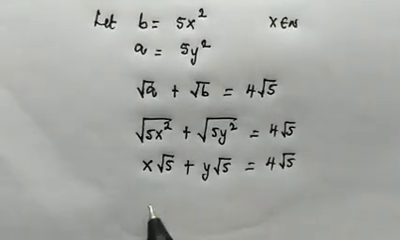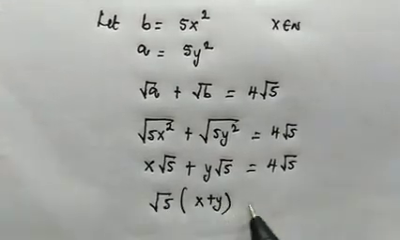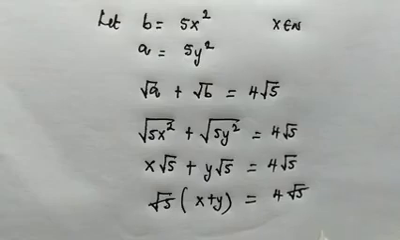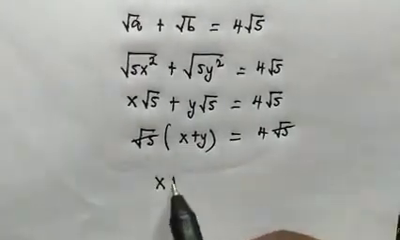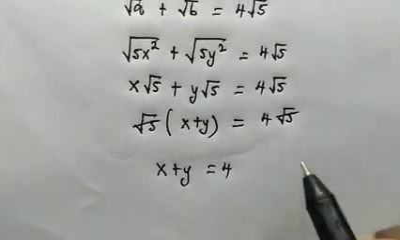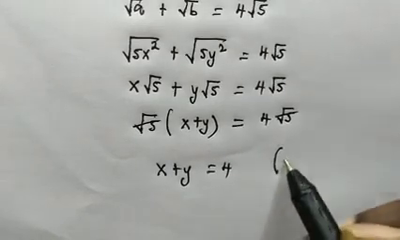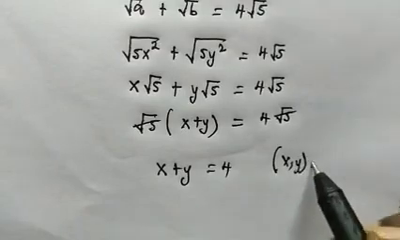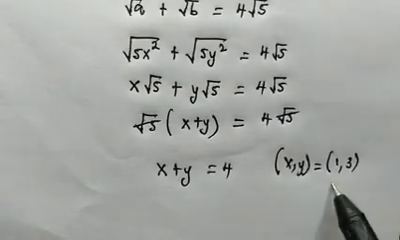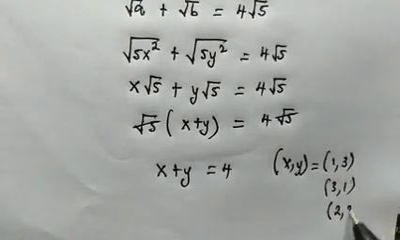Factor out square root of 5 from the left hand side, and we're left with x plus y. So this is equal to 4 times square root of 5. So this and this would cancel. And here we have the equation x plus y is equal to 4, which we can easily solve for integers x and y, right? So we get x, y for this part here will be equal to 1, 3, 3, 1, and then 2, 2.